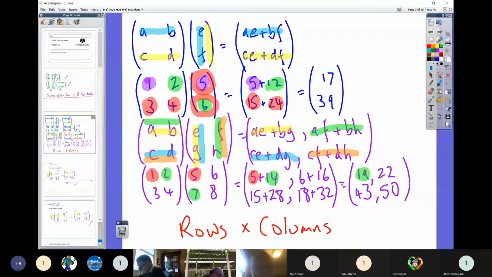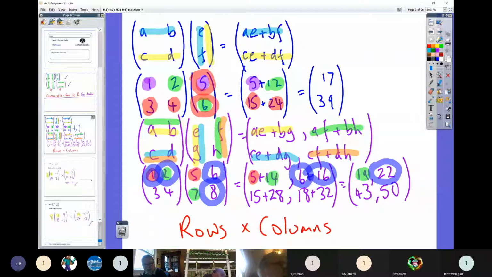So to work out the top right hand number, I'm working away along my row again. I'm doing 1 times 6 to get 6 and 2 times 8 to get 16, and 6 add 16 is 22. It's a shame about the lag here. So I've done 1 times 6 to get the 6, 2 times 8 to get the 16, and then I've added the 6 to the 16 to get the 22. All right, so you're working your way along the rows of matrix 1 and down the columns of matrix 2.